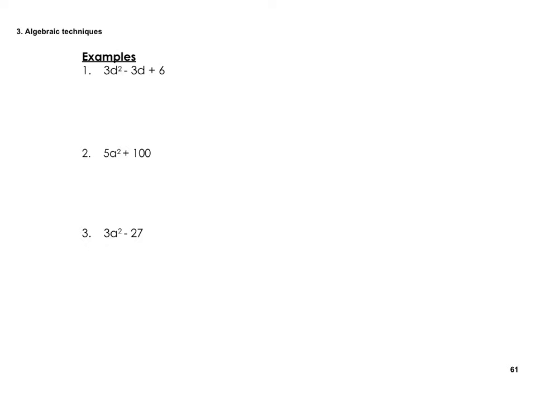Okay, so mixed factorizations. Please write these down. Also feel free to pause and have a go yourselves before we go through them. And always check first and foremost, is there a common factor first? Okay, have a go. Okay, let's do the first one. I believe 3 can go outside, so 3(d squared minus d plus 2).